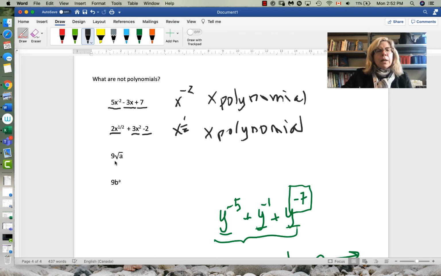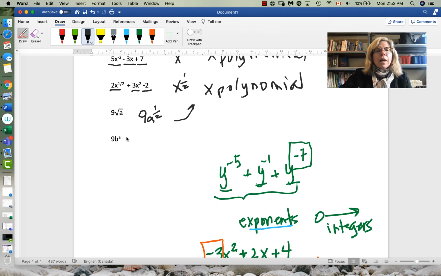Okay, here we have 9 to the square root of a. Well, that actually is the same as 9a to the 1/2. And that's the same as that. You cannot have a polynomial with a fraction in the variable exponent. And then finally, the last example is 9b to the a. Well, that is b to the a, and we talked about that too, where you can't have a variable as an exponent for a variable. So this can't be a polynomial either.